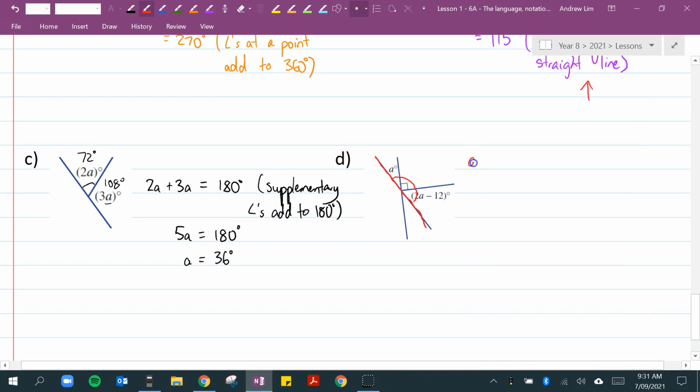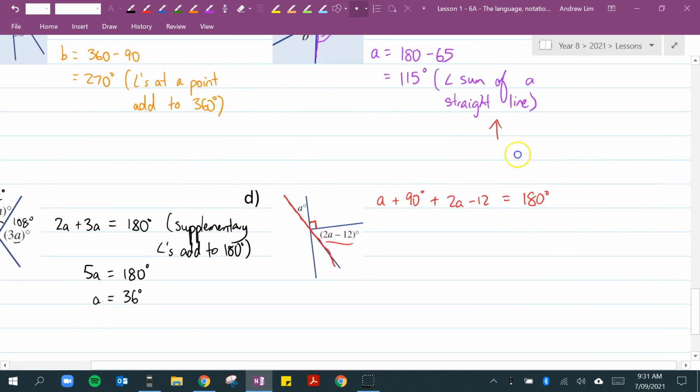So I'm going to write A plus a right angle, that's 90 degrees, plus 2a minus 12, that's going to equal 180 degrees. Reason being, angle sum of a straight line.